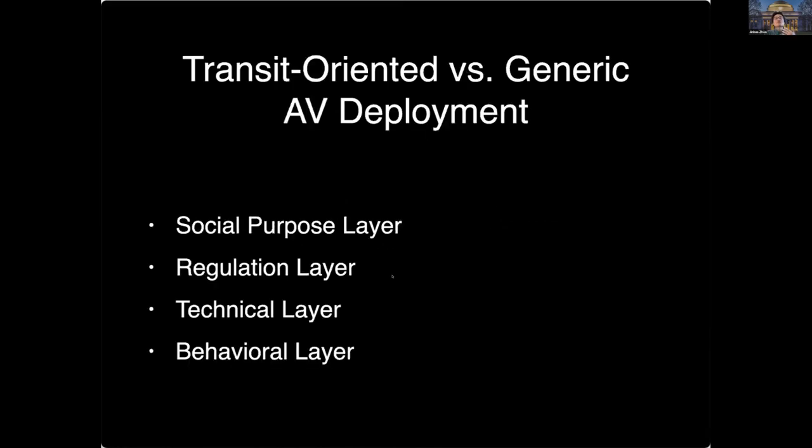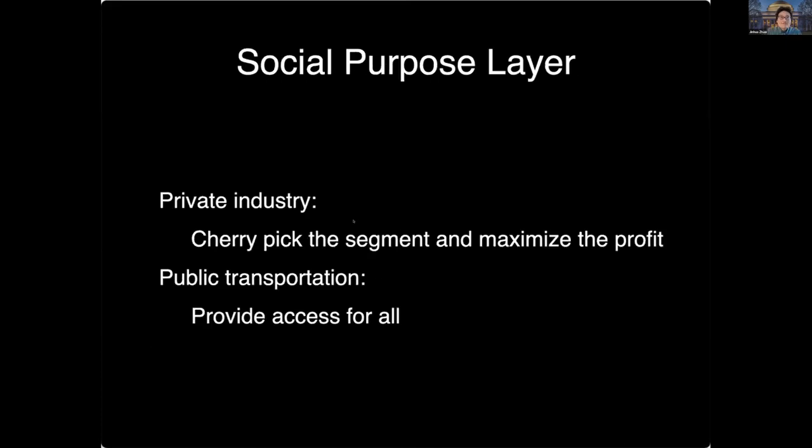What's the difference between the transit-oriented SAV operation versus the generic SAV operation? I put them into four different layers: the social purpose layer, the regulation layer, the technical layer, and the behavior layer. On the social purpose layer, the highest level summary is very simple.